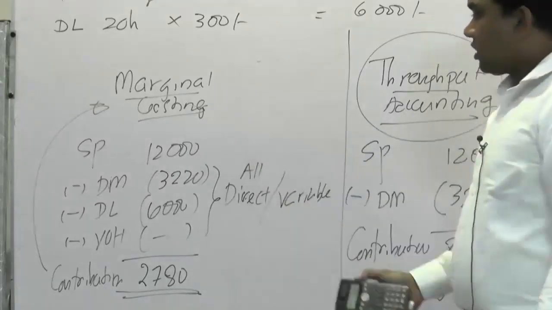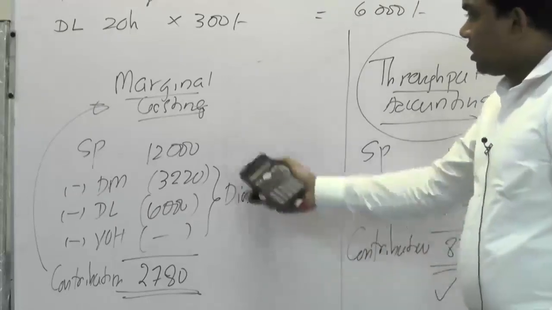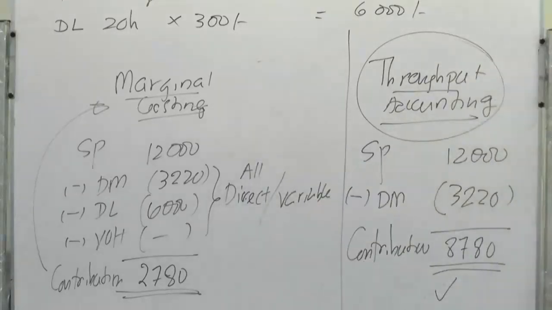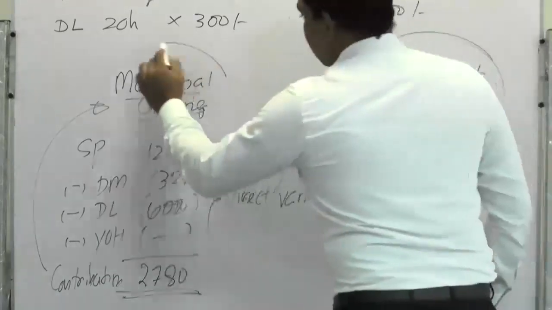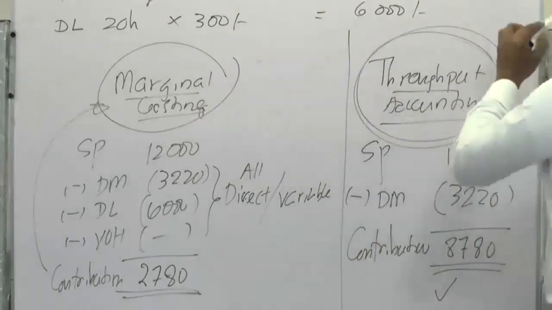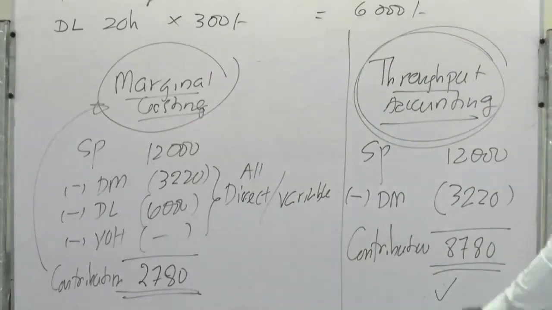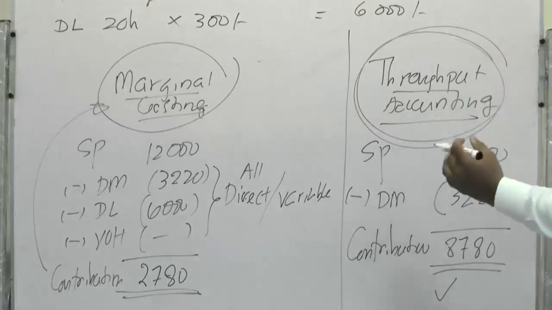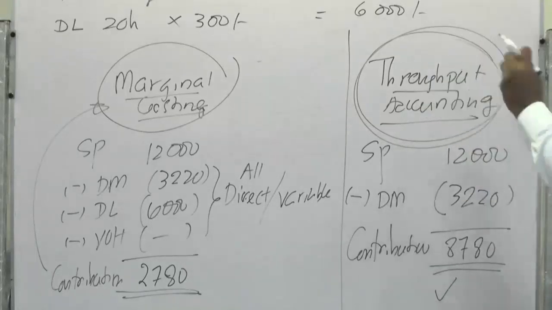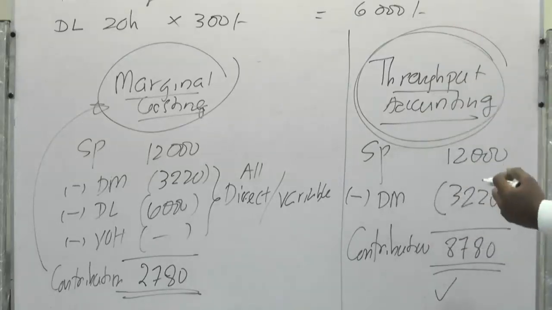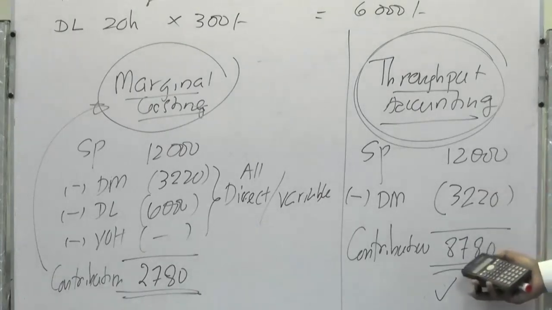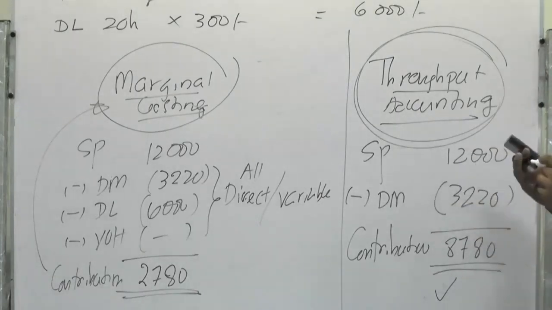When it comes to marginal costing, to calculate contribution, we will deduct all direct costs, not only material but also direct labor and variable overhead. That is the difference between marginal costing contribution and throughput accounting contribution. Is that clear? Throughput accounting means you will consider only the cost you input to the production process, that is the basic cost, material. Therefore you will take only material cost to deduct from sales price to get the throughput contribution. That is the difference.